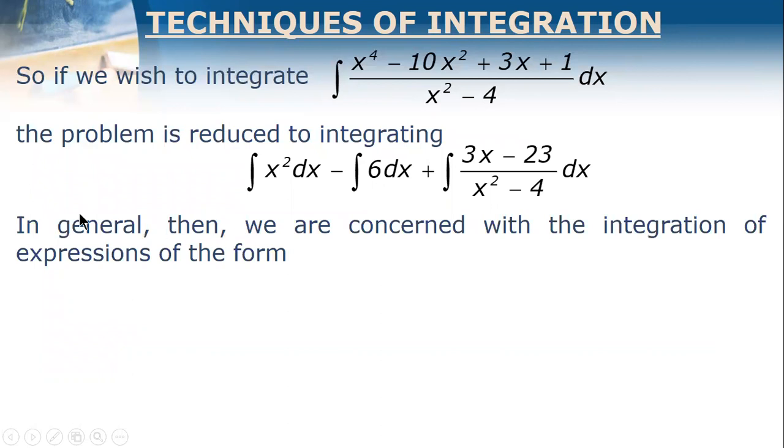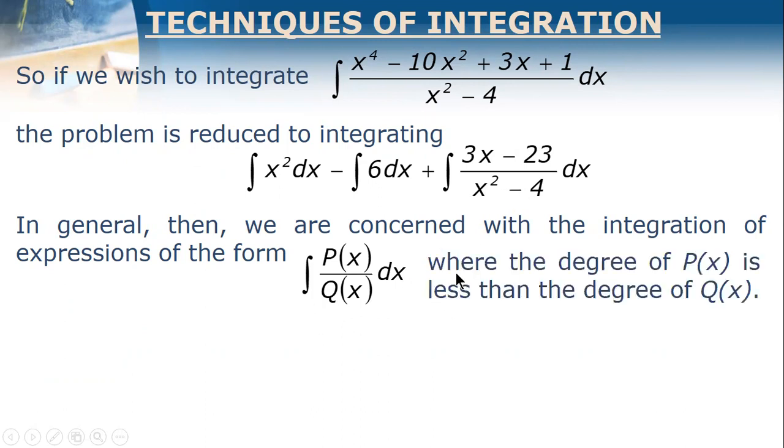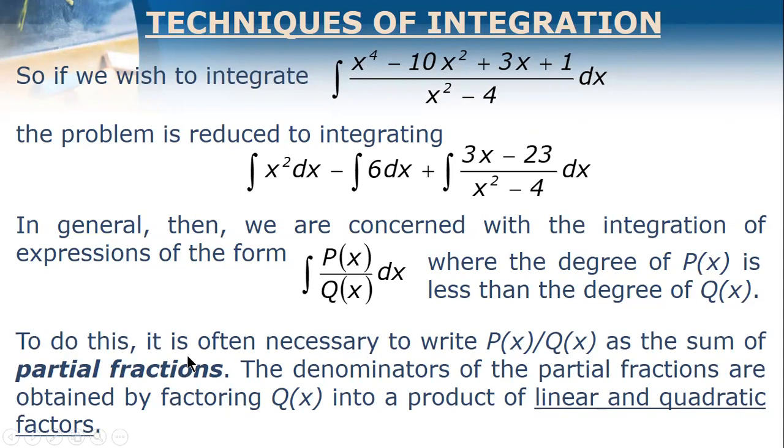Okay, so in general, we are concerned with the integration of expressions of the form integral of p of x, this is our p of x, 3x minus 23 over q of x, which is x squared minus 4 dx, where the degree of p is less than the degree of q, 1 less than 2. So to do this, it is often necessary to write p of x over q of x as the sum of partial fractions. So we are going to break this down into a sum of partial fractions.